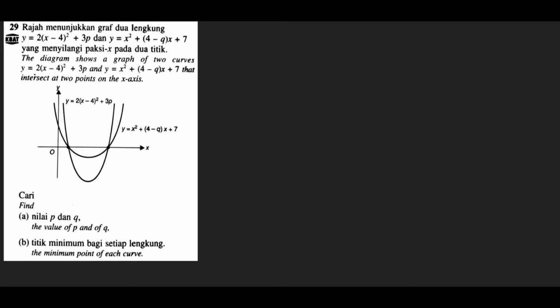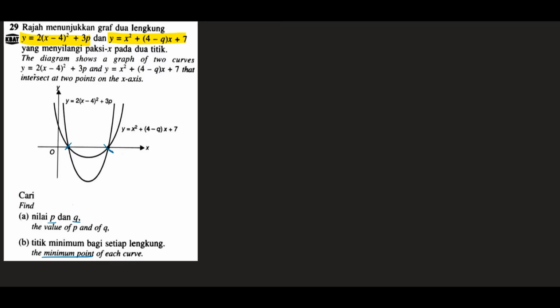Hello students, today we will take a look at another KBAT question on quadratic functions. Okay, so the diagram gives us two curves. These are their functions, and they intersect at 2 points on the x-axis. So these two are the intersection points. You need to find the value of P and Q, and you need to find the minimum point of the curves. Okay, these are the information you need to find.